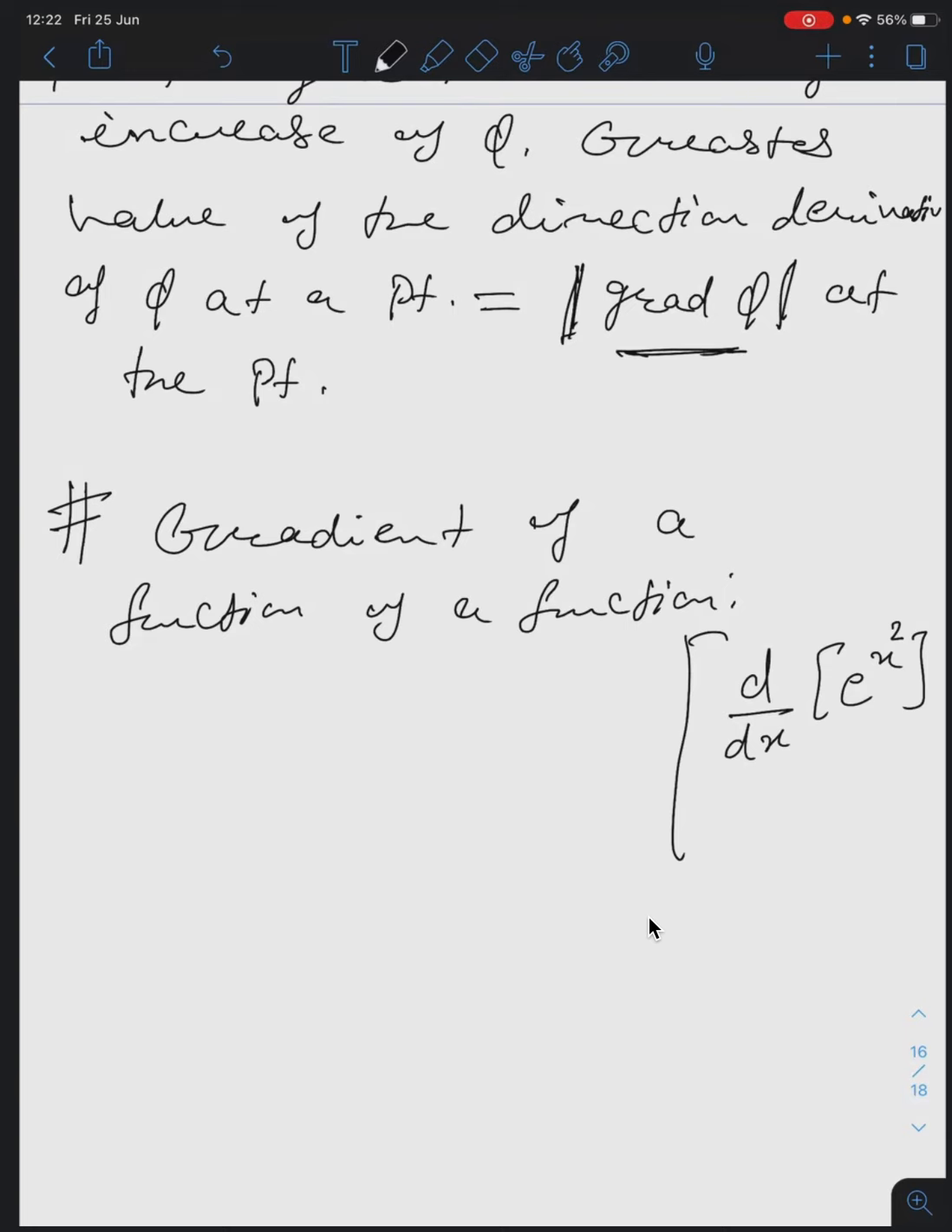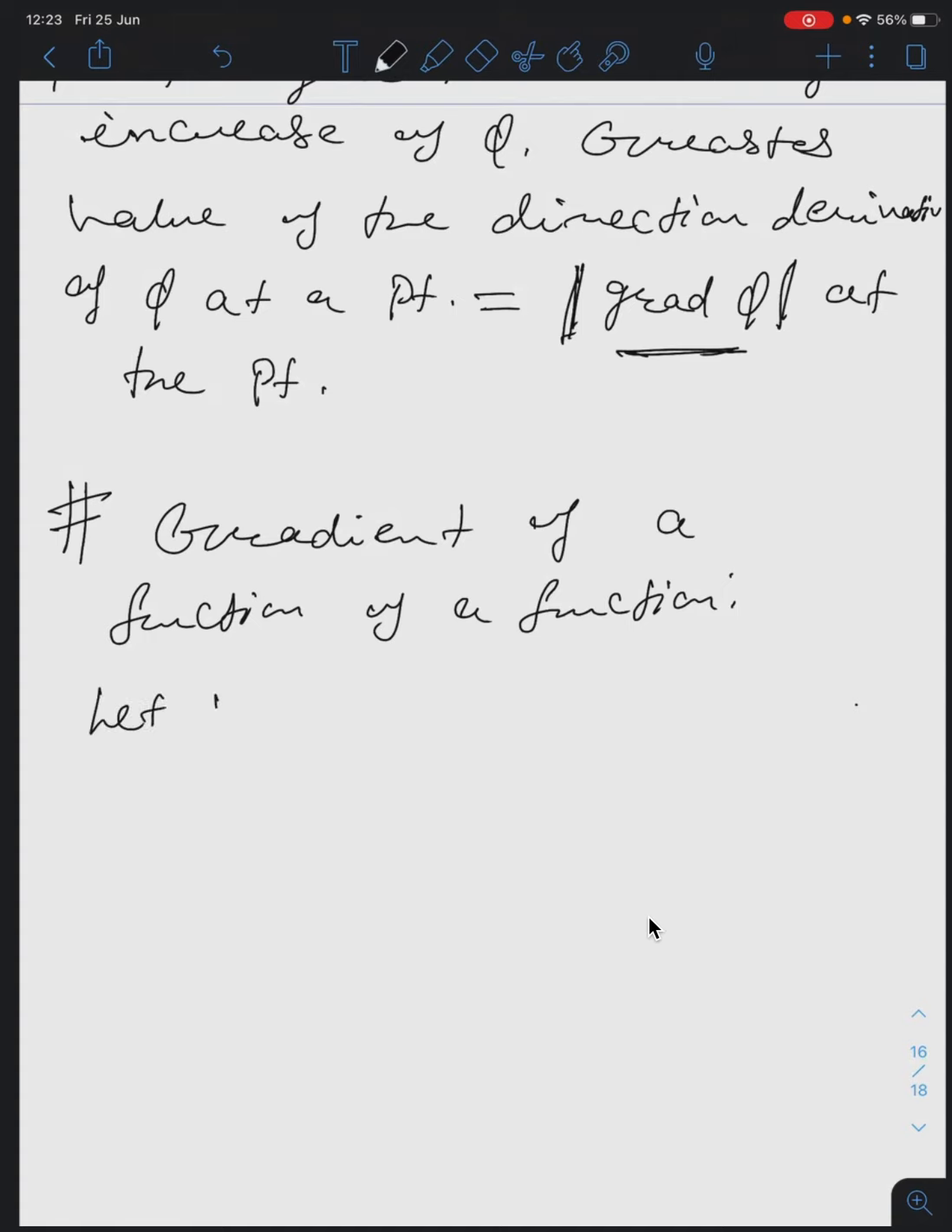So first you differentiate e to the power something. When you differentiate e to the power something, you get e to the power that function itself. Now again you differentiate the inner part also, so that will be 2x. So here what you have done is differentiation of a function of a function. Similarly, you may have this in other variables also. The same can be applied for the gradient of a function of a function.